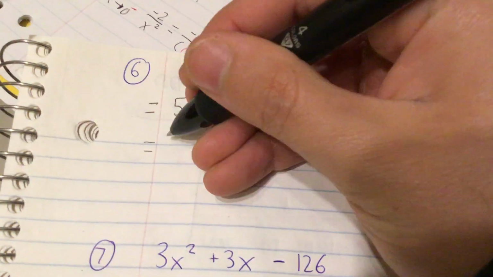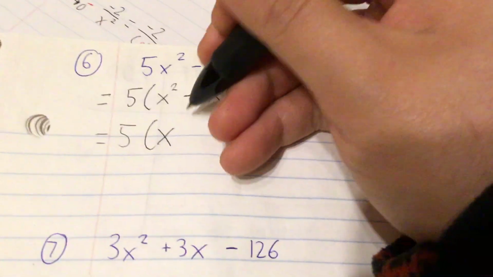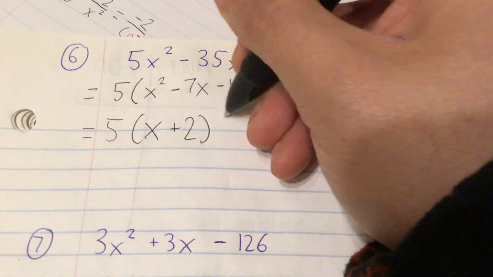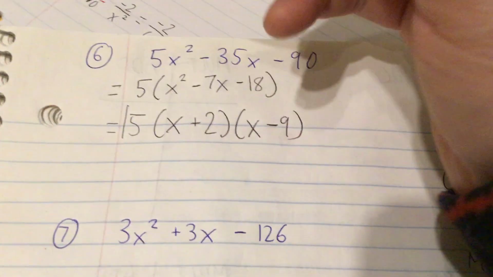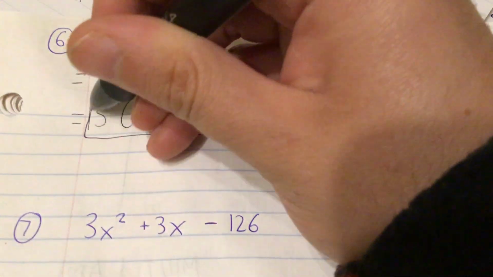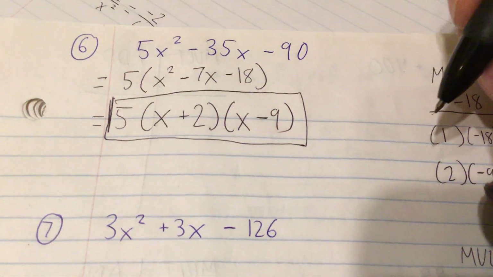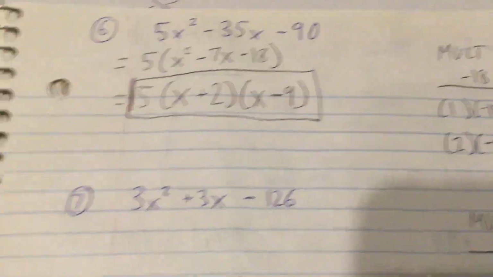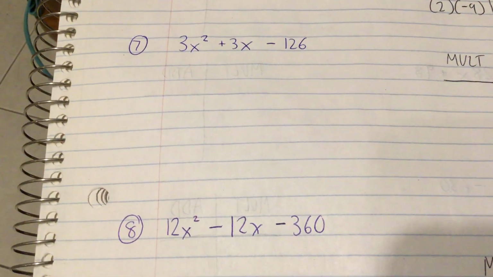So I pull out my factored out 5. So I get x plus 2 times x minus 9. So, yeah, x plus 2 and x minus 9, yep. And that's my winning combination. Positive 2 times negative 9 is negative 18. And that adds to negative 7, yeah. Two more and we'll call it a day.